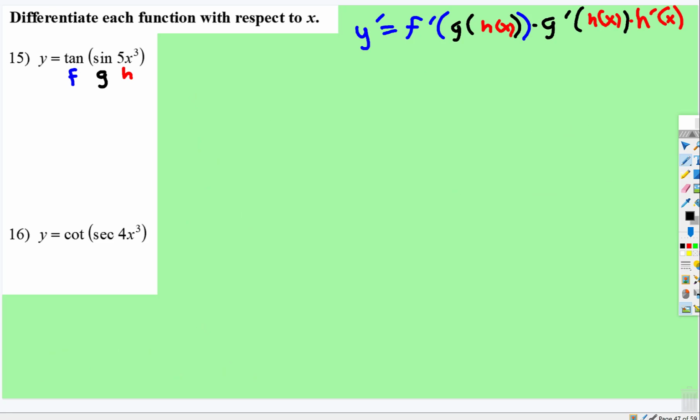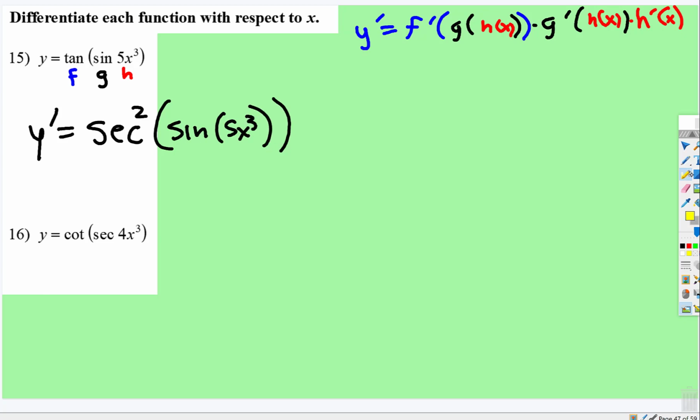All right, let's do a double chain. So a double chain is when you have a trig function and inside is another trig function. All right, so y prime, well, the derivative of tangent is secant squared, and then you leave all that stuff intact. So sine 5x cubed. Then you take the derivative of the g, well, the derivative of sine is cosine, and leaving its theta intact.